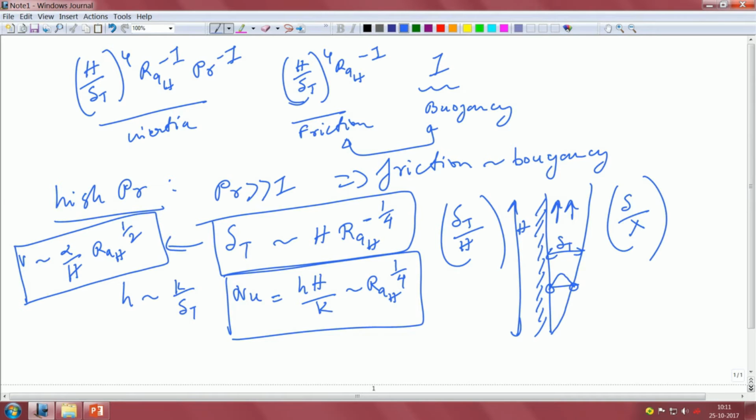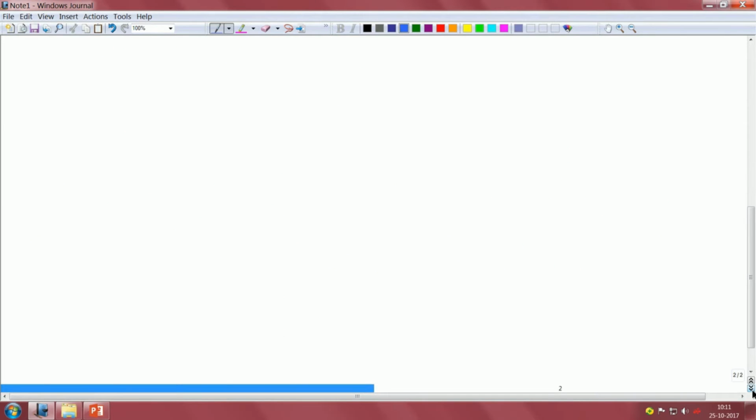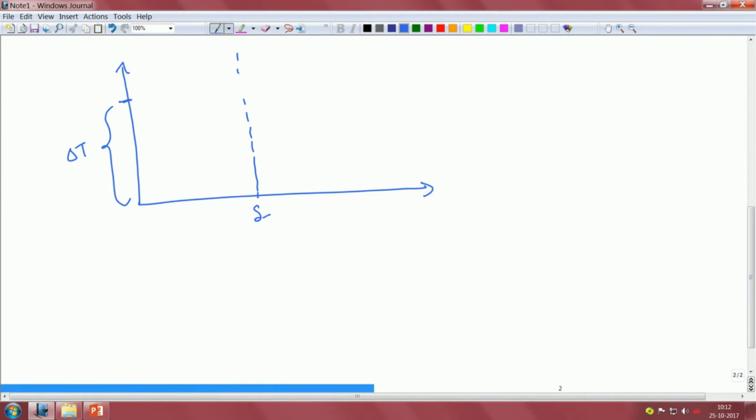To answer this question, let us see the situation a little more carefully, and this is where the plot actually thickens a little. Let us mark something like a delta t here. Delta t is nothing but the temperature differential that is creating the problem. This is your delta t, which is basically the boundary layer thickness.